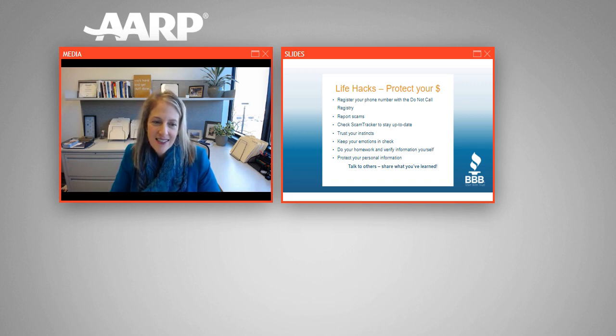Trusting your instincts is actually a big one. It might sound a little fluffy, but there's a reason why we have gut feelings. And if something doesn't feel right to you, you always are in control. You are under no obligation to be nice to anyone. They're not being nice to you when they're trying to steal your money. If something doesn't feel right, it probably is.